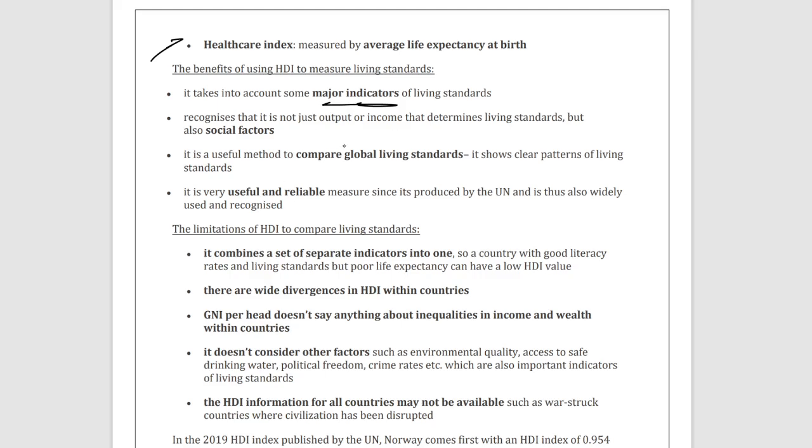The next one is that it recognizes that it is not just the output or income that determines living standards, because that is really important. It doesn't mean if you have more money you are actually happy. Does it mean that? I don't think so, according to me. It's quite debatable, I think. But instead, I don't think income can really just determine someone's well-being. It's not according to me, but you can have your own view.